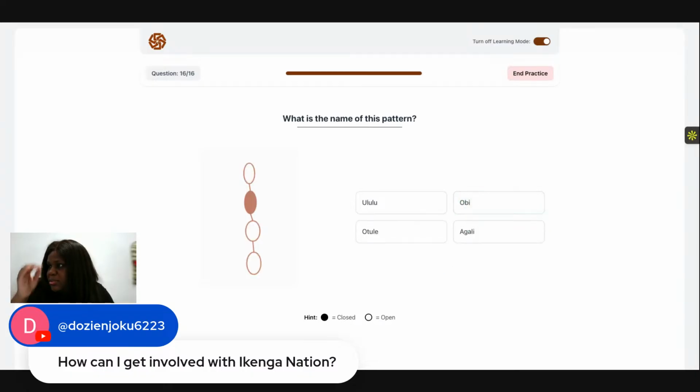What is this? I'm so tired. I'm so sleepy. I have to remember this one. This is not Ululu. This is definitely not Obi. This is definitely not Agali. So this has to be Otule. But why can't I remember? Oh, because it's the opposite of Aka. It's Otule.